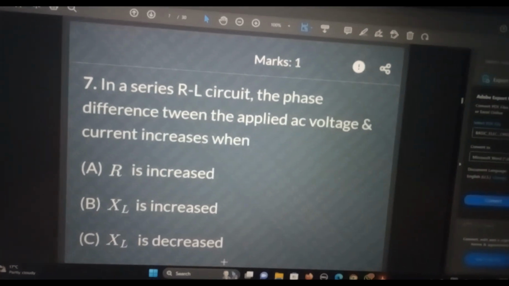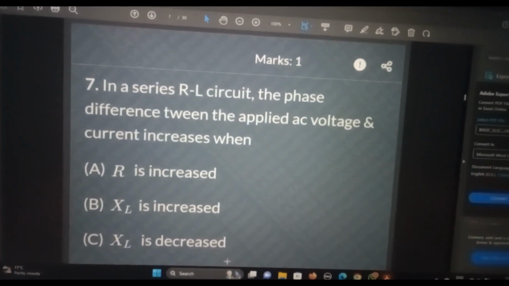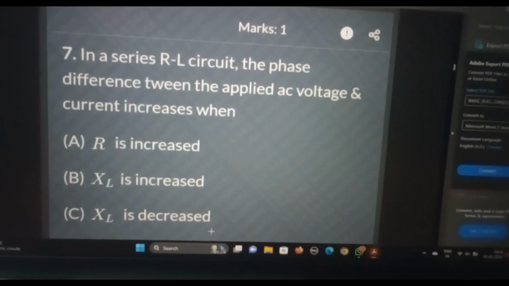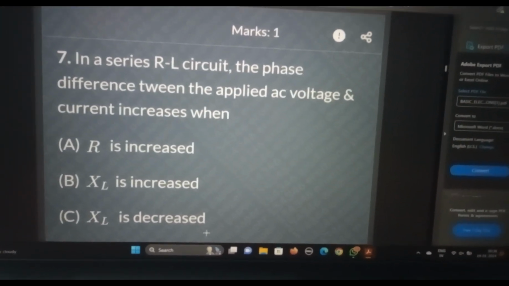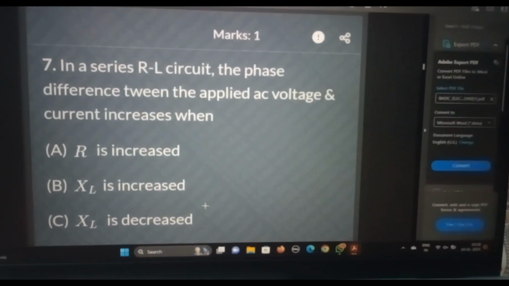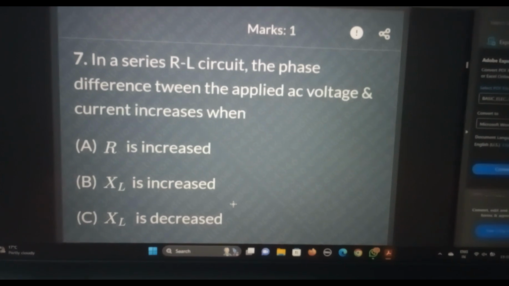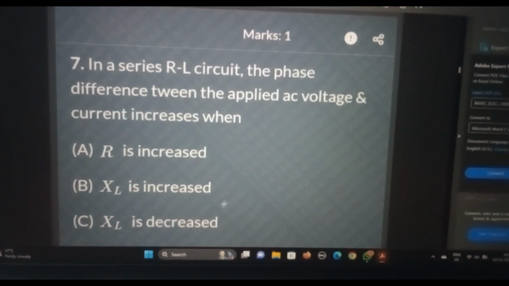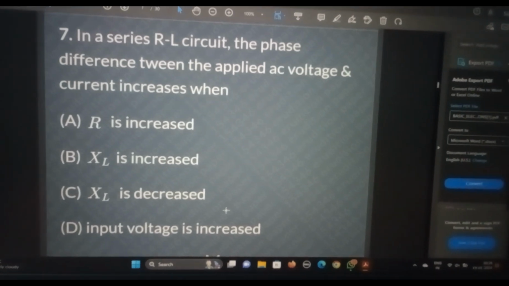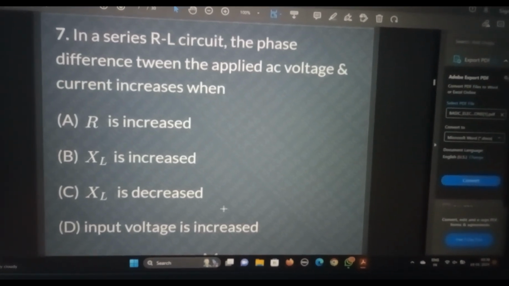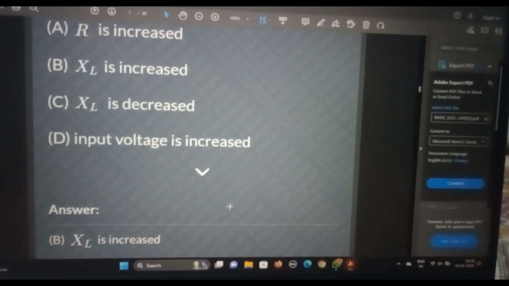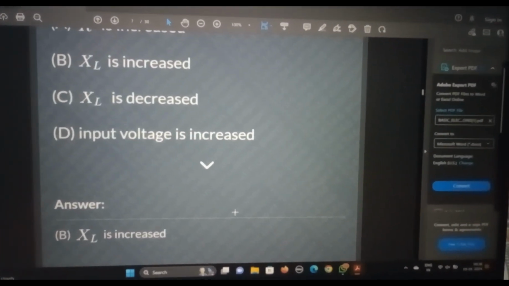Number 7. In a series RL circuit, the phase difference between the applied AC voltage and current increases when: option A, R is increased; option B, XL is increased; option C, XL is decreased; option D, input voltage is increased. The right answer is option B, XL is increased.